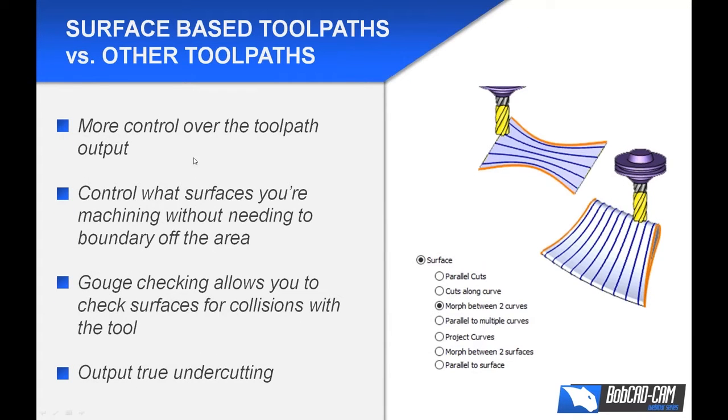More control over the toolpath output. Control what surfaces you are machining without needing to boundary off the area. Gouge checking allows you to check surfaces for collisions with the tool. A couple of things that we'll be covering is the ability to use gouge checking. It allows you to check surfaces, and you're able to check clamps, those types of things, if you actually have the models drawn.